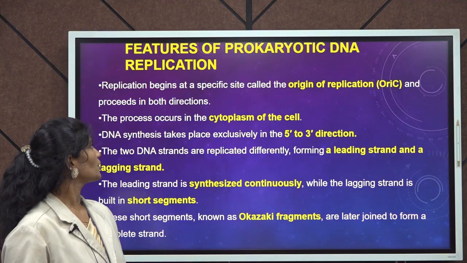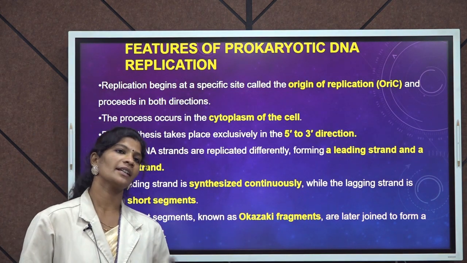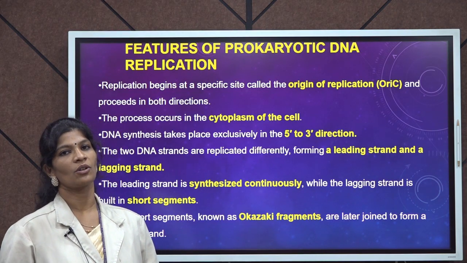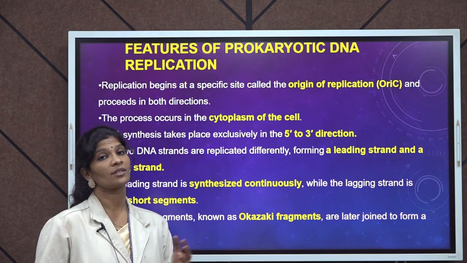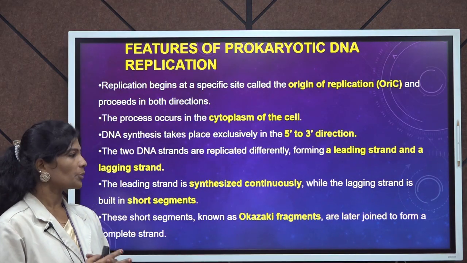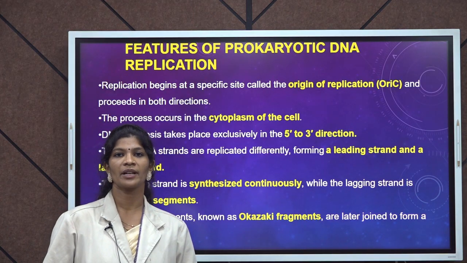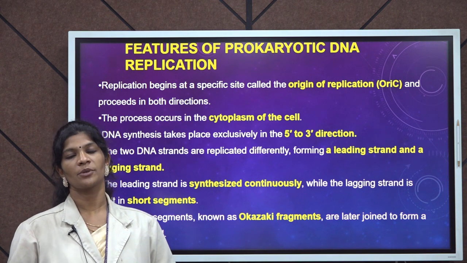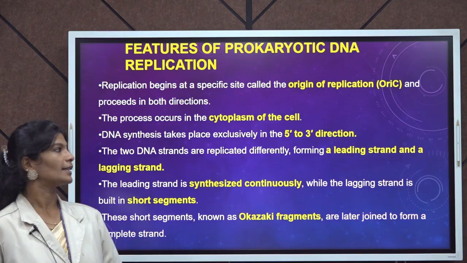The first point we need to keep in mind is that whenever DNA replication starts, whether in a prokaryotic or eukaryotic cell, it always starts with the origin of replication. It is also called the ORI site, or the ORIC site. This process occurs in the cytoplasm of the cell. Since it is prokaryotic in nature, there is no defined boundary between the nucleus and the cytoplasm. So, mostly DNA replication in prokaryotic cells is carried out in the cytoplasm of the cell.